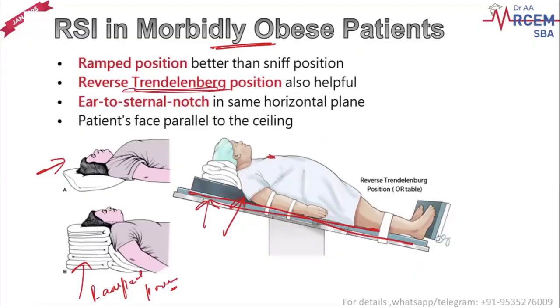The sternal notch and the face should be in the same horizontal plane, and the face should be parallel to the ceiling. So: ramped up position, reverse Trendelenburg position, sternum in the same plane as the face, and the face parallel to the roof. This is the best position to intubate an obese patient. So there are changes in an obese patient that you need to be aware of.